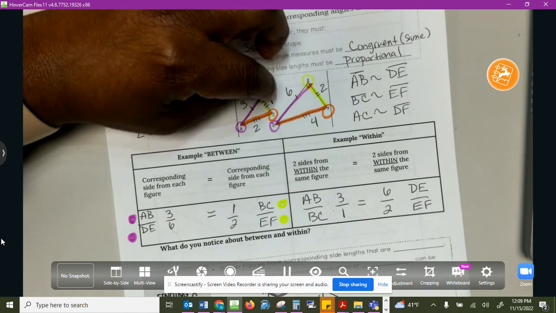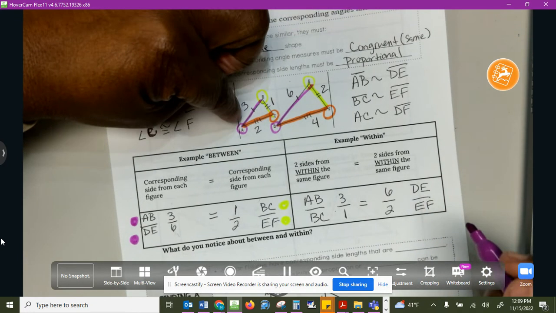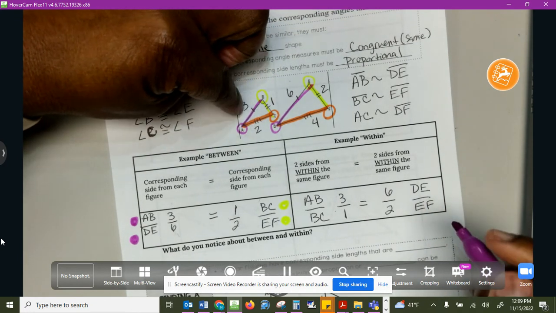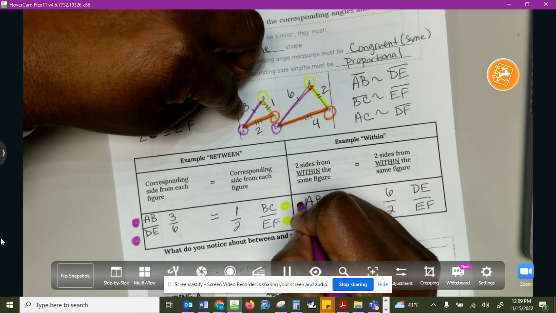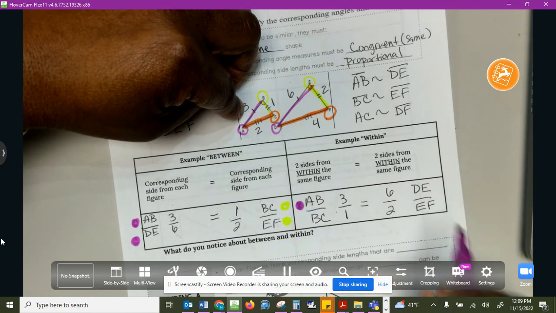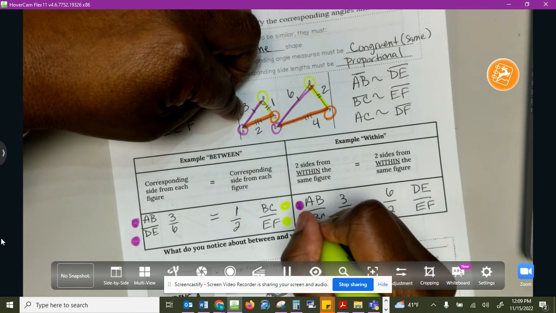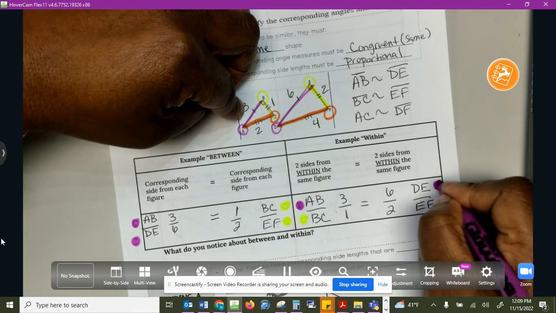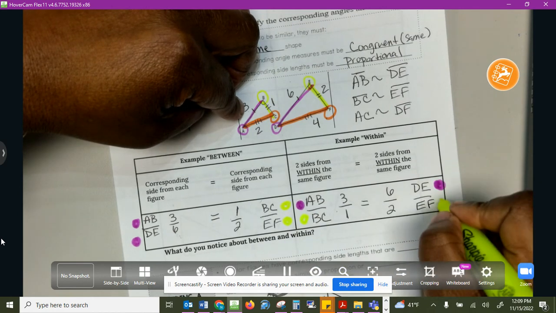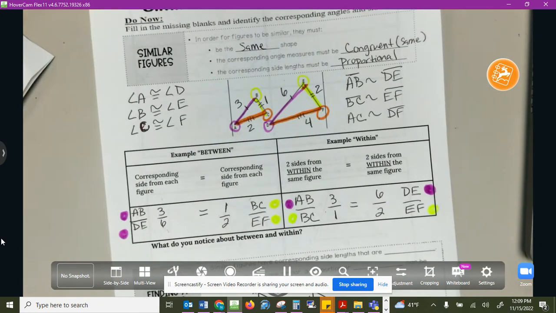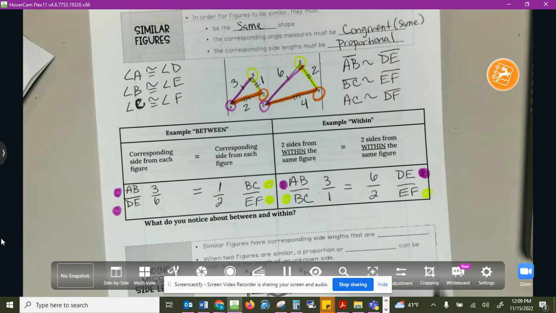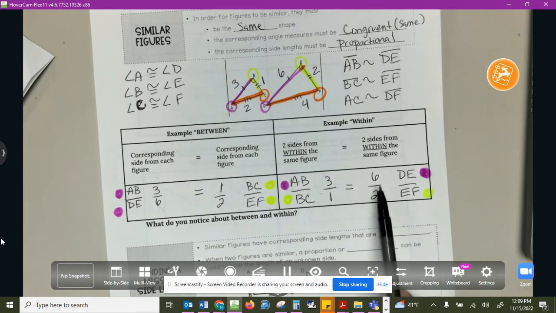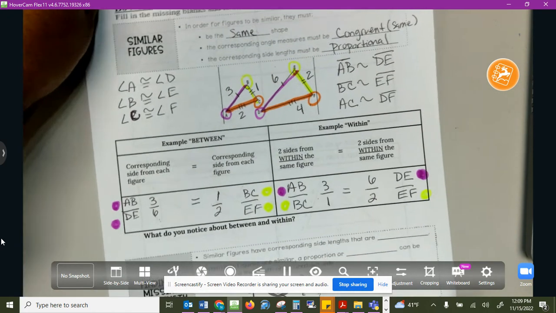So color-wise, remember we started out with, for within, we did purple and then yellow. On this one, it was purple and then yellow. And if we were to simplify these, we would see that this is just 3. 6 divided by 2 is also 3, so they still are corresponding.